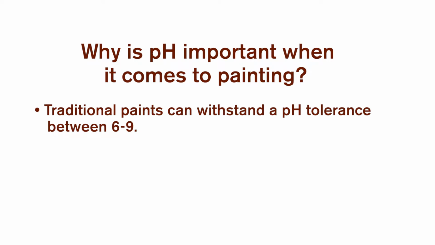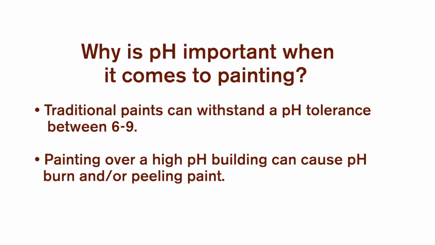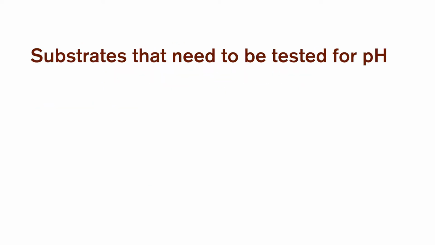Traditional paints can withstand a pH tolerance between 6 and 9. Painting over a high pH building can cause pH burn and/or peeling paint. Substrates that need to be tested for pH.